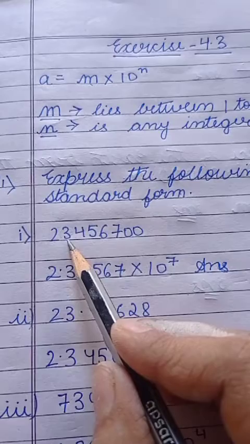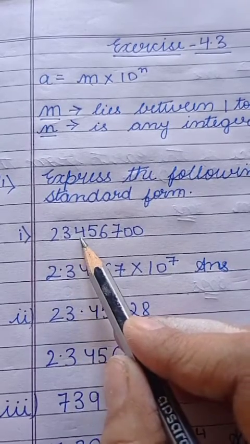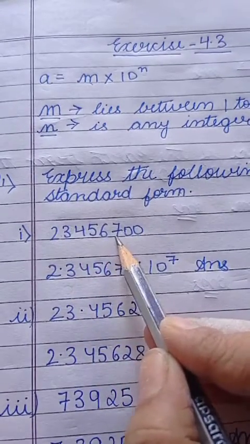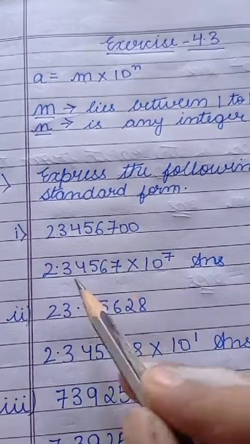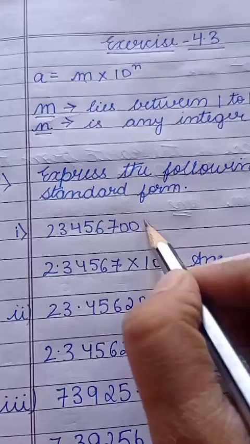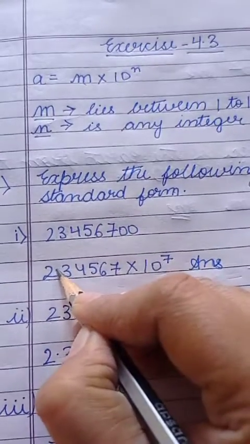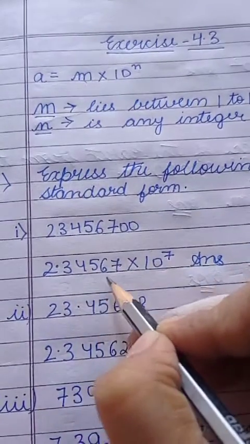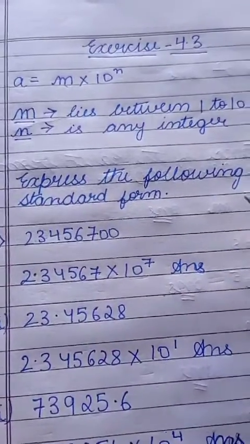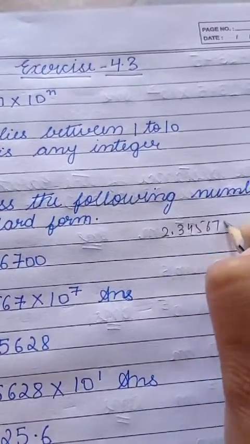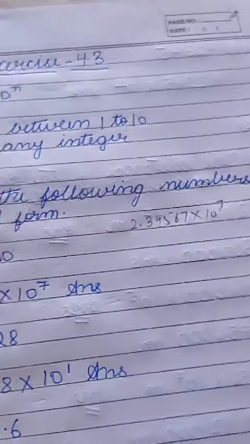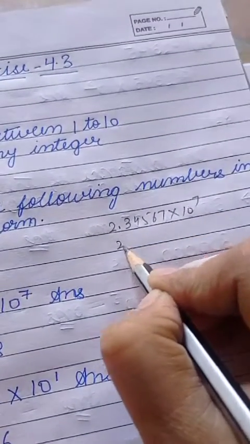Now after the decimal you count the number of digits: 1, 2, 3, 4, 5, 6, 7. Multiply by 10 raised to the power 7. See beta, this was the simple number. We put a decimal here. Clear? How can we write it in this form? Let's see now. We write it 2.34567 into 10 raised to the power 7. Clear? Remove the decimal.